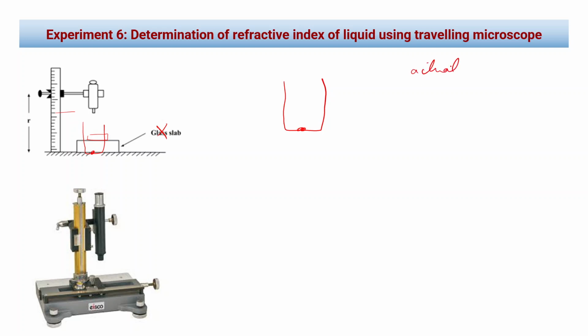I'll get it like that, and after that we'll fill water in this, and then the distance will change. We won't be able to see the object properly at the same distance, so we'll have to move this traveling microscope closer, and then we'll be able to see a clear image. That will be the apparent depth distance. We'll get the apparent depth from this distance.